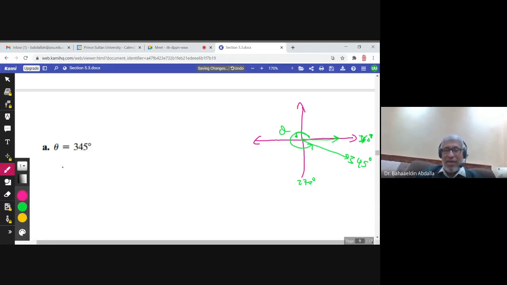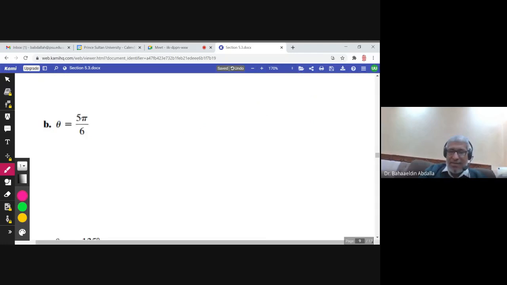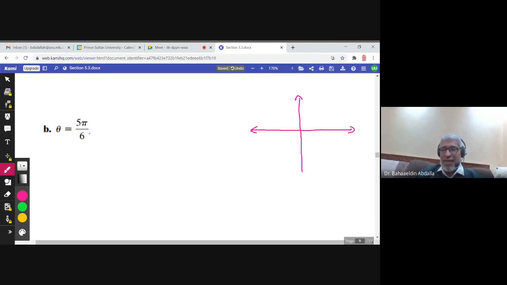Now, how to find the angle theta prime? The angle theta prime, which is this angle, would be 360 minus 345. So it is the angle 15. It is positive and acute, between the terminal side and the x-axis. Another question: theta is 5 pi over 6, and we need to find the reference angle. To find it, I need to sketch the graph of this angle in standard position. This is a positive angle.